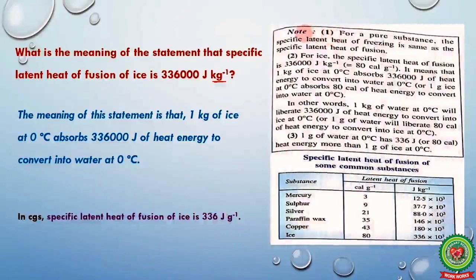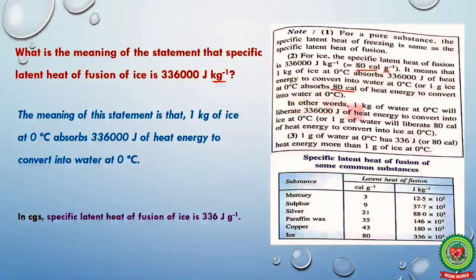Now read the book. Note number 1. For a pure substance, the specific latent heat of freezing is same as the specific latent heat of fusion. Number 2. For ice, the specific latent heat of fusion is 3,36,000 joule per kilogram, which is equivalent to 80 calorie per gram. It means that 1 kilogram of ice at 0 degrees Celsius absorbs 3,36,000 joule of heat energy to convert into water at 0 degrees Celsius. Or you can also say that 1 gram of ice at 0 degrees Celsius absorbs 80 calorie of heat energy to convert into water at 0 degrees Celsius.